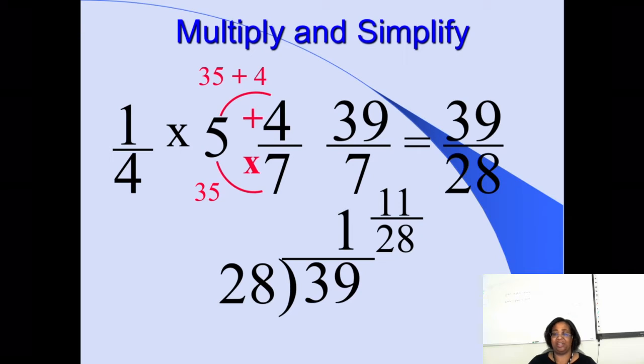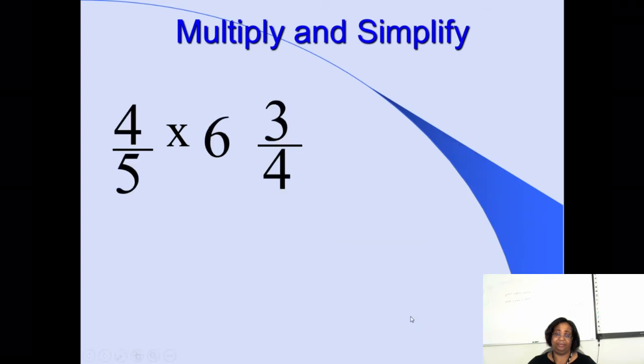This one I couldn't cancel at all. And sometimes you're going to have some fractions and some problems where you don't reduce at all. Try this one.